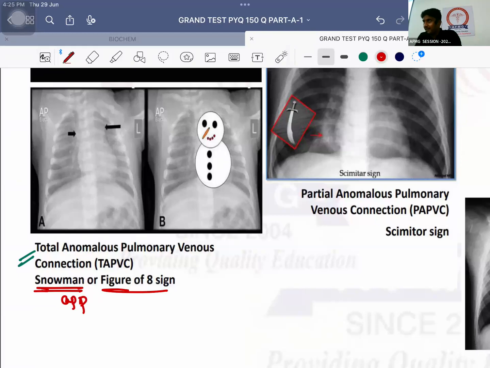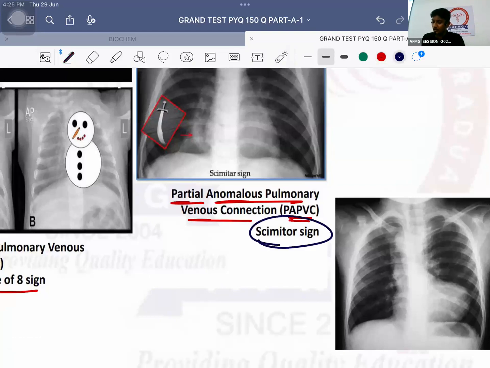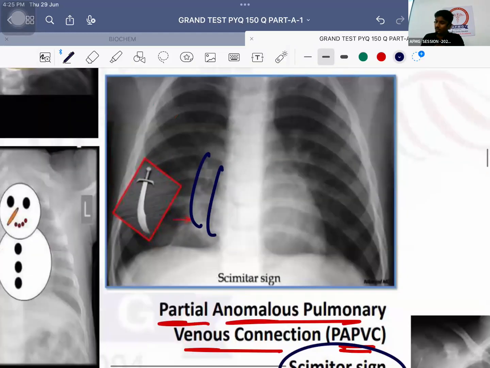Figure of 8 sign. Normally, all the 4 pulmonary veins open into the left atrium. But in this condition, all the 4 pulmonary veins will open into the right atrium. Therefore, that is called total anomalous pulmonary venous connection. Next, if 2 of them open into the right atrium, that will be called partial anomalous pulmonary venous connection, PAPVC. And the sign is known as Scimitar sign. Scimitar एक तलवार होती है छोटी, ठीक है, उसके जैसा.